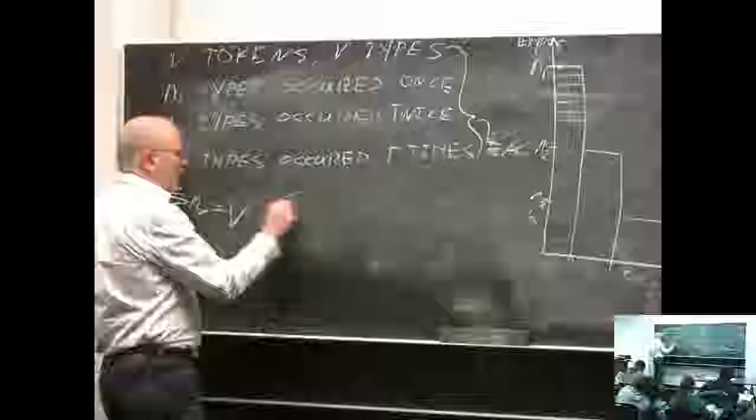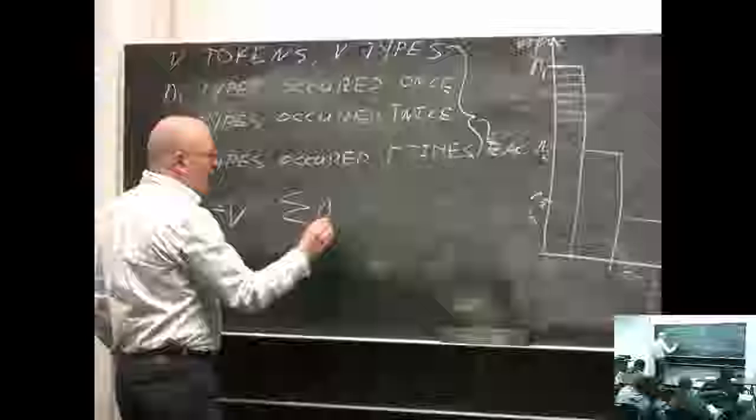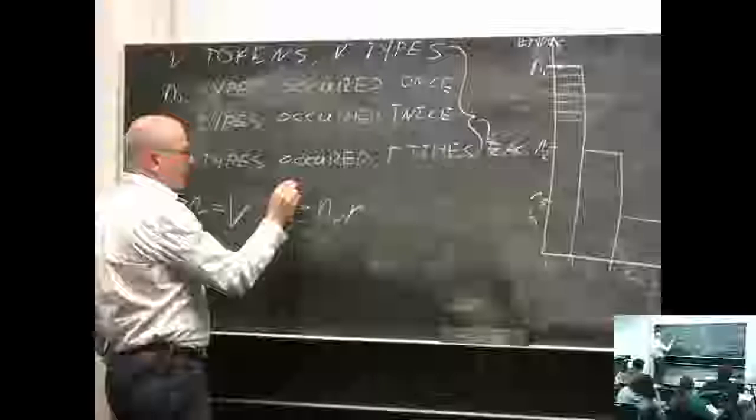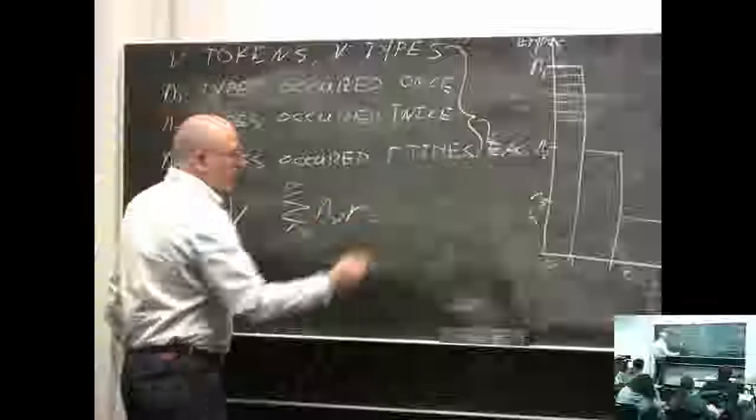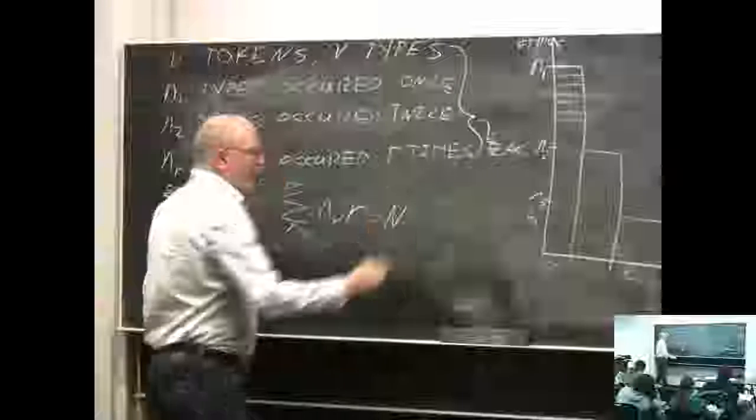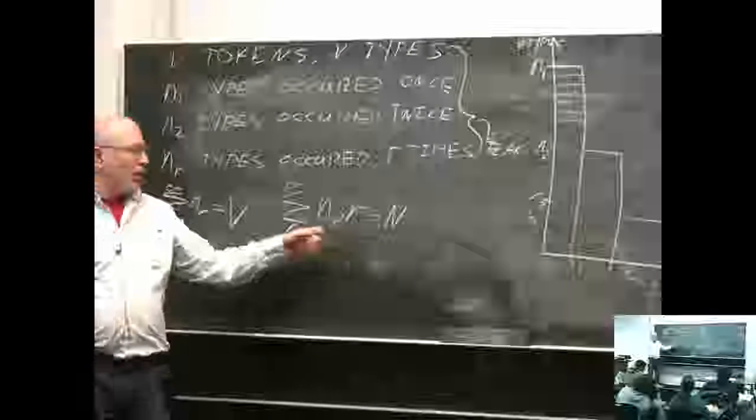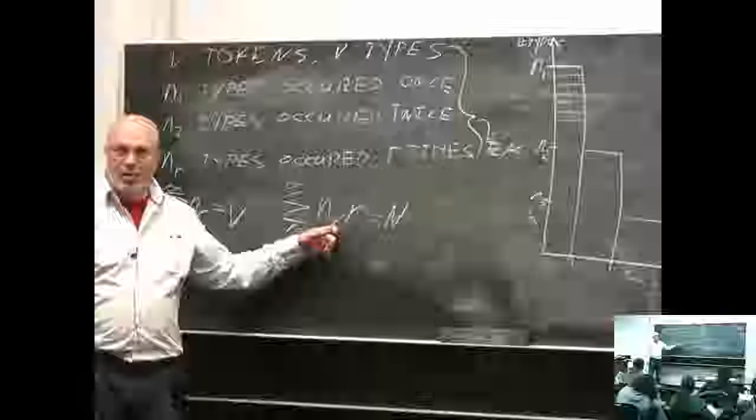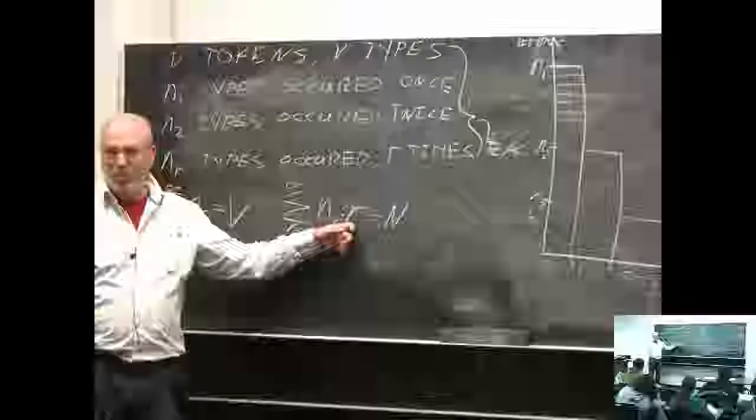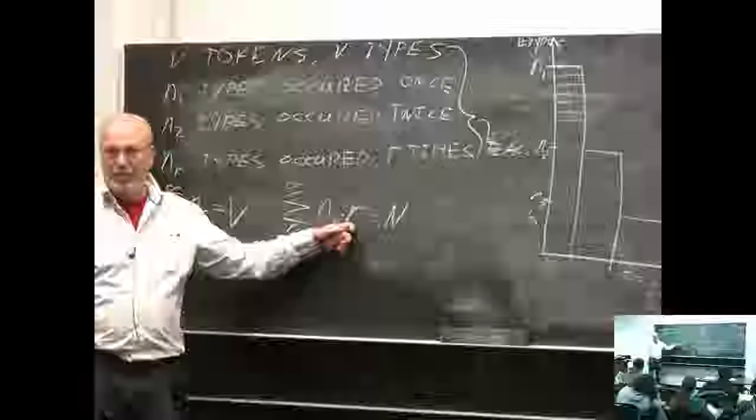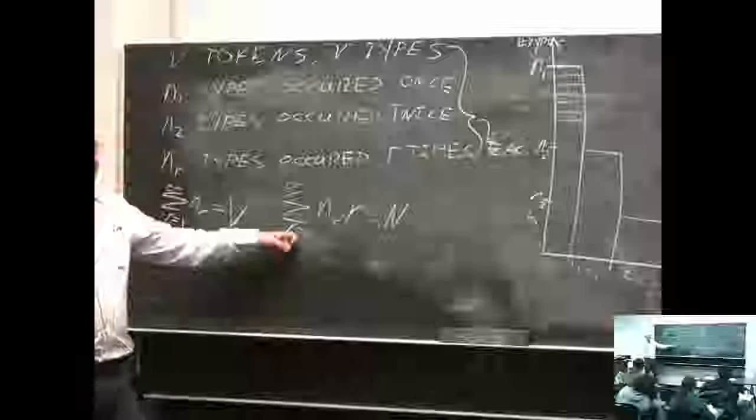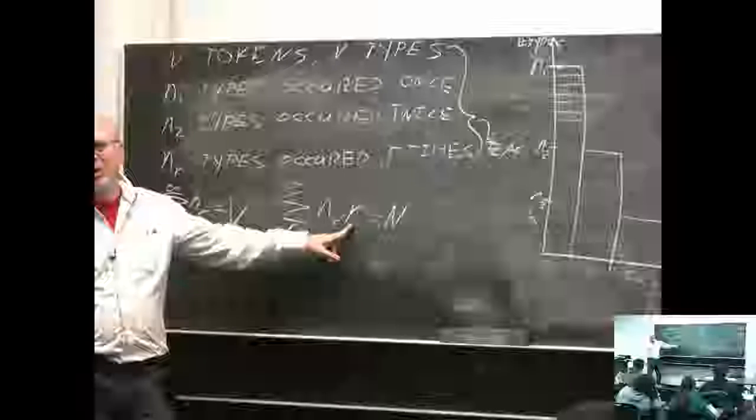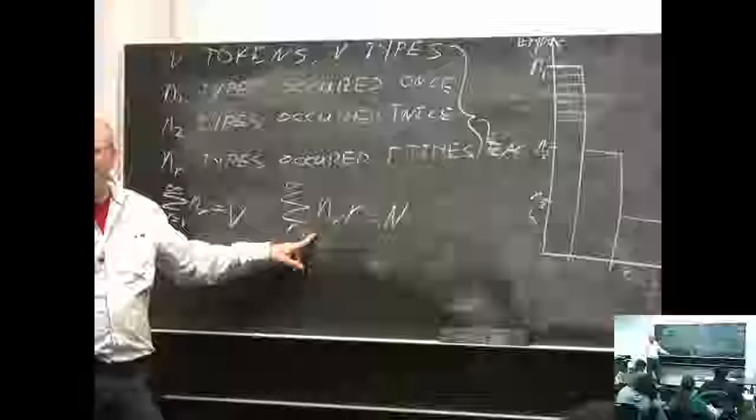What do you get if you do this? N sub r times r, r goes from 0 to infinity. Now you get N. Now we're counting tokens. N sub r words occurred r times. So this times this is the total occurrences of the words that occurred r times. Right? Now I can start from 0 regardless, because r equals 0 will be 0 here, so it doesn't matter if I start from 0 or from 1.